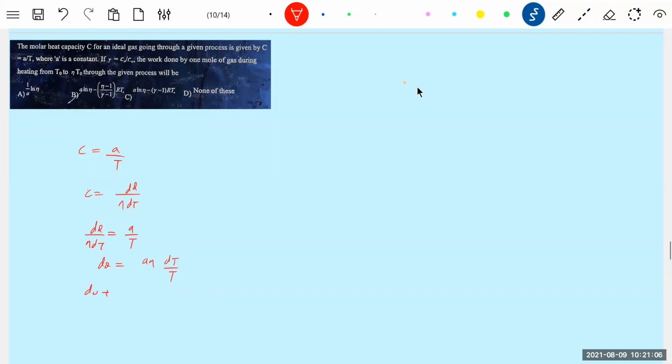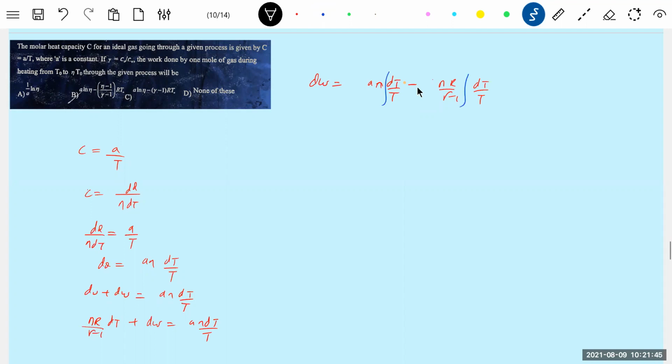One mole of gas, this one. So dU plus dW, this will be n C dt. dU should be equal to nR by gamma minus 1 dT. Work done is asked. We'll proceed in this way. This will be n C dt minus nR dt. I think this is very simple. Temperature varies by eta times. So T naught to eta T naught. Work done by 1 mole of gas.